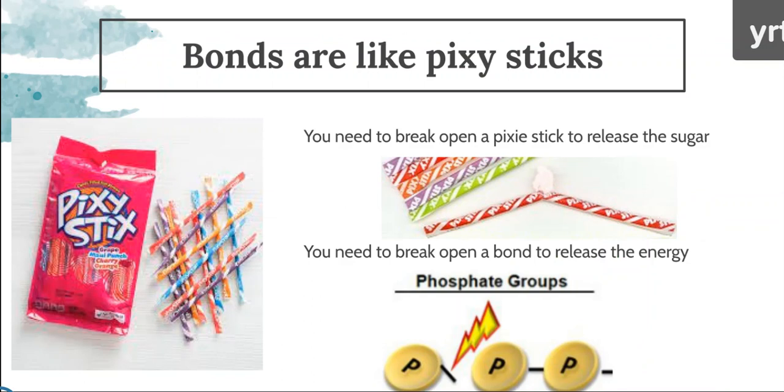I like to think of those bonds kind of like pixie sticks. If you've never had one before, a pixie stick is a paper tube filled with flavored sugar. If you break it in half, like you can see in the top image, that flavorful sugar is released. Well, the same is true of those bonds. If I break that bond of the phosphate, then energy is released.